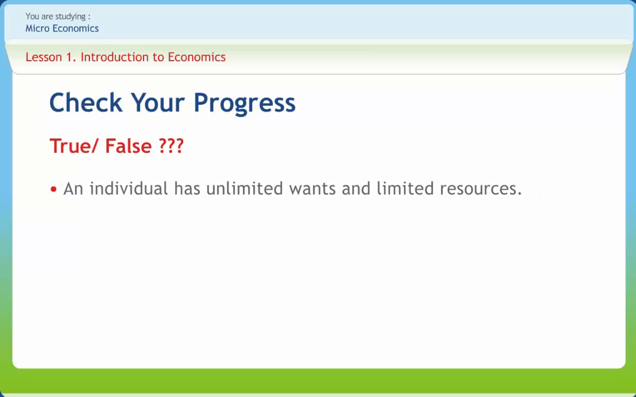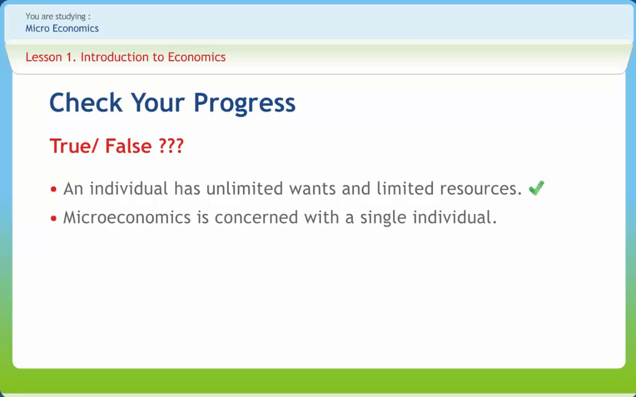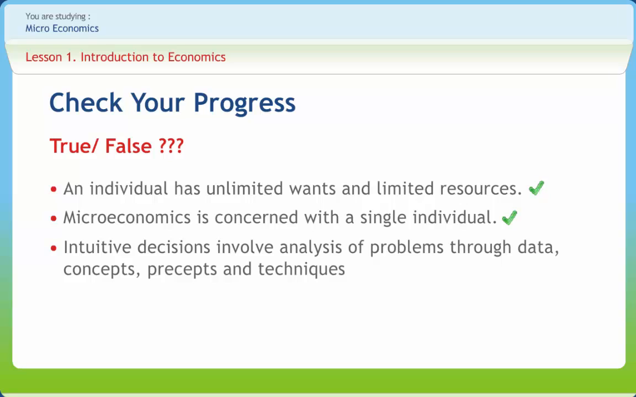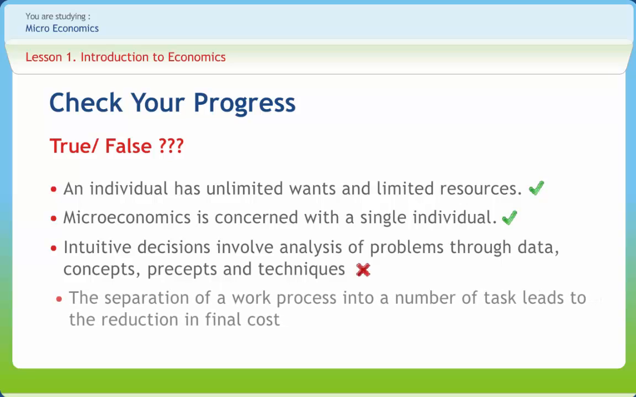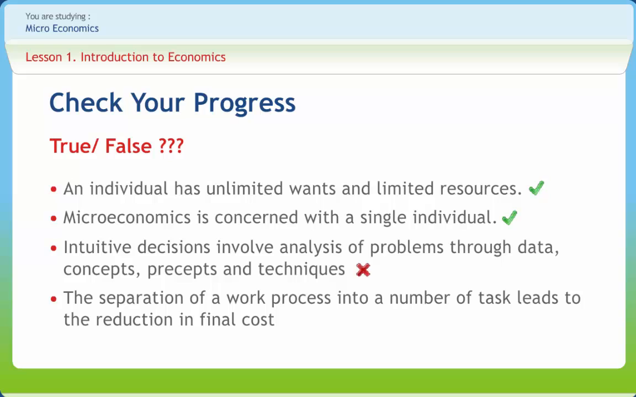An individual has unlimited wants and limited resources. Right or wrong? Right. Microeconomics is concerned with a single individual. Right or wrong? Right. Intuitive design involves analysis of problems through data, concepts, precepts, and techniques. Right or wrong? Wrong. The separation of a work process into a number of tasks leads to reduction in final cost. Right or wrong? Right.